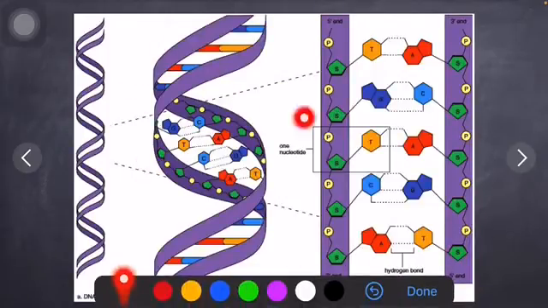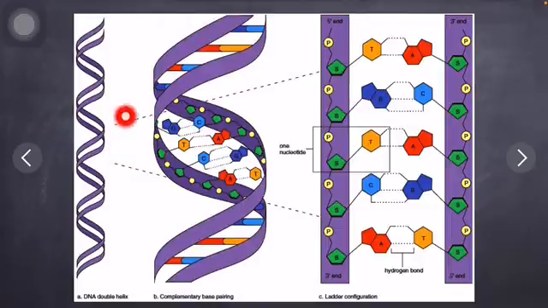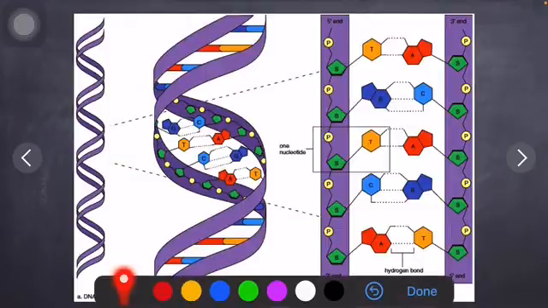And this is what is meant by the double helix. As you can see, this is thymine paired with adenine, and also cytosine paired with guanine. And this green one is deoxyribose sugar, and this yellow one is phosphate group.